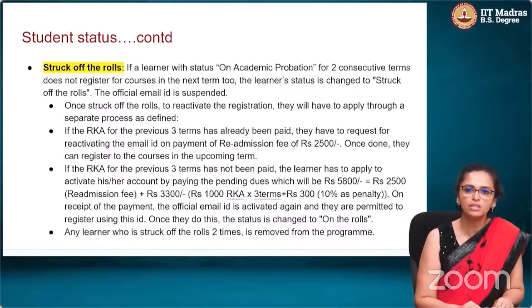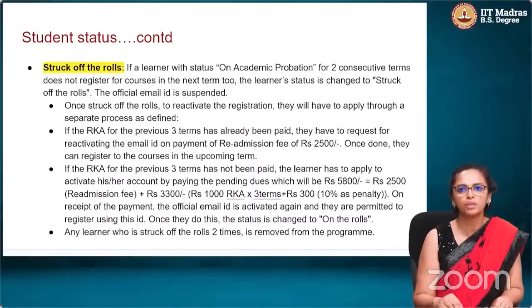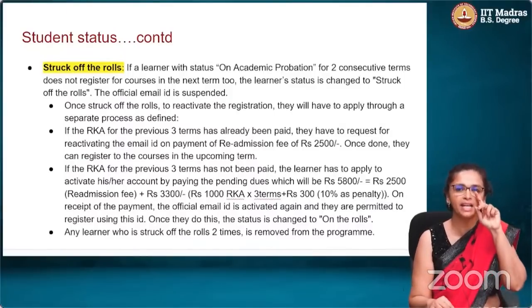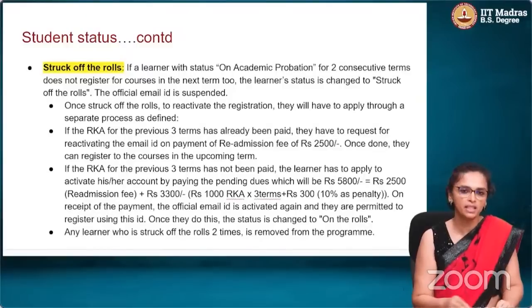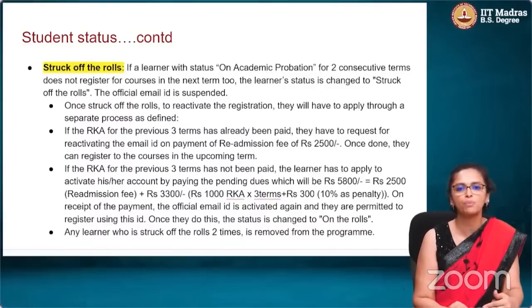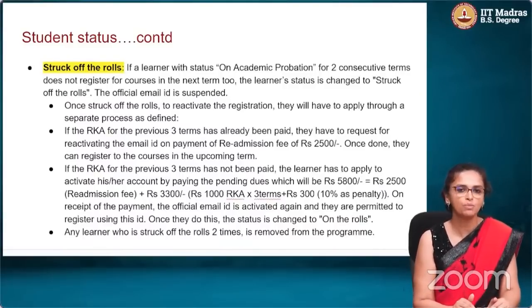So any learner who has been struck off the roles 2 times from the program is removed from the program. So please watch out when taking breaks, on whether you are taking continuous breaks in 2 or 3 terms. You also have to be aware of the first point which I said, where a level has to be completed in 9 terms or 3 years.